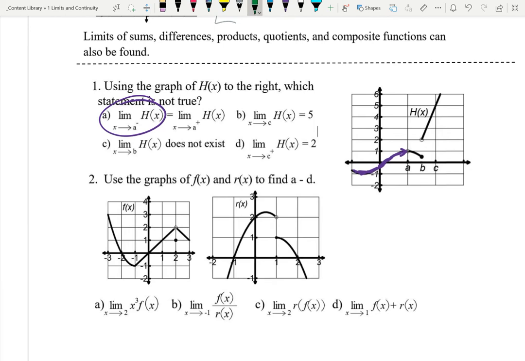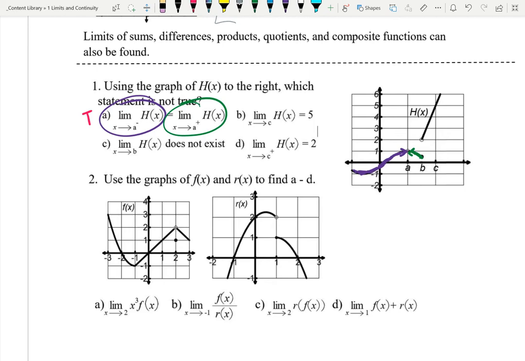Here's the limit as x approaches a from the right. So I go to the right of a, I get closer and closer and closer. So the question is, are those two equal to each other? Are they approaching the same thing? The answer is yes, they are approaching the same thing. So this right here is a true statement.